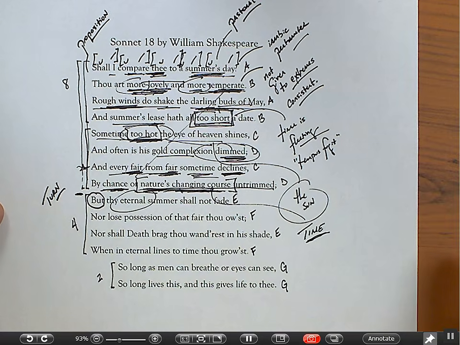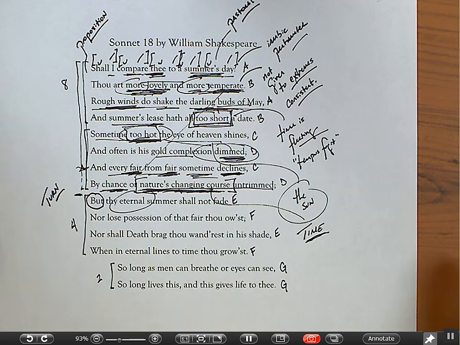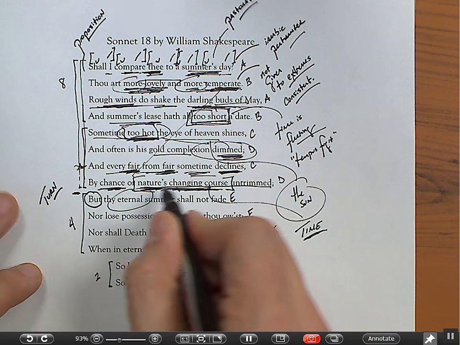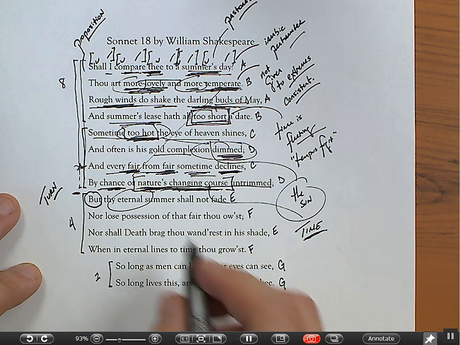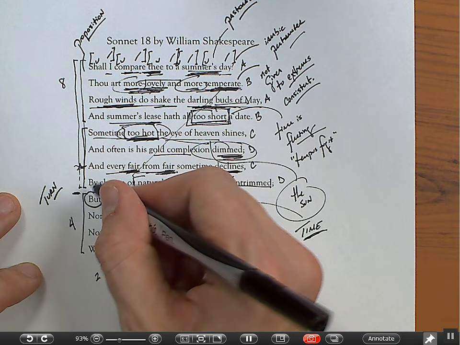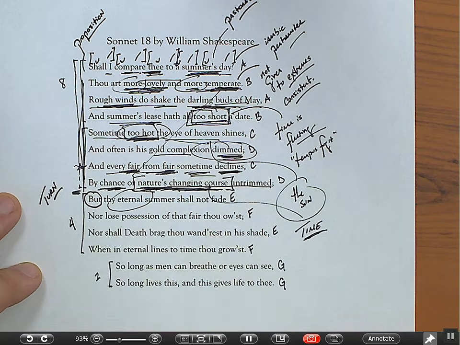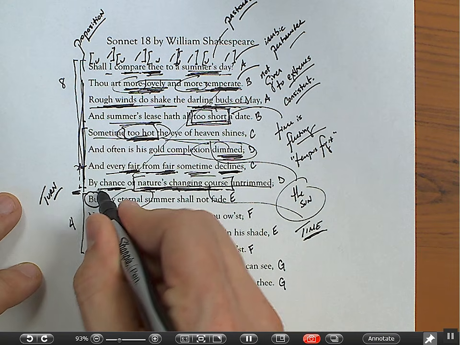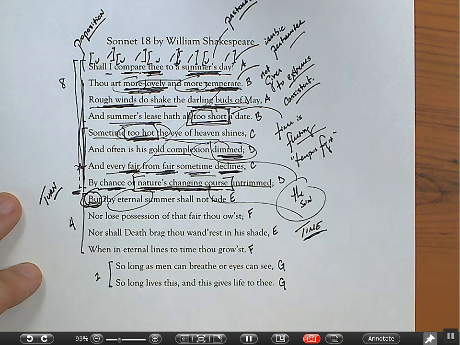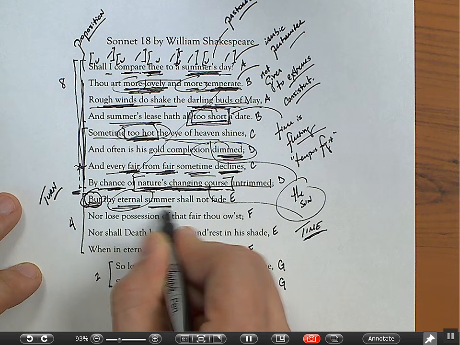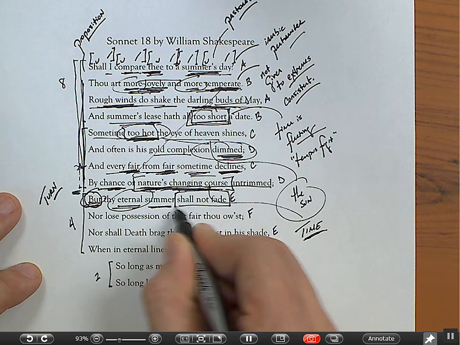Robert Herrick in To the Virgins says, Gather ye rosebuds while ye may. Old time is still a-flying. And this same flower that smiles today, tomorrow will be dying. That is the process of the natural world. And so here he reaches his turn. This is true of the natural world. He says, but thy eternal summer shall not fade.